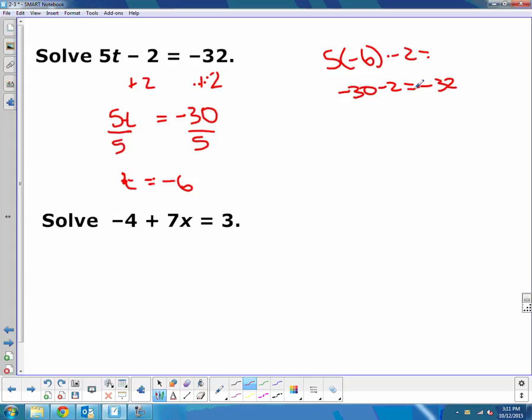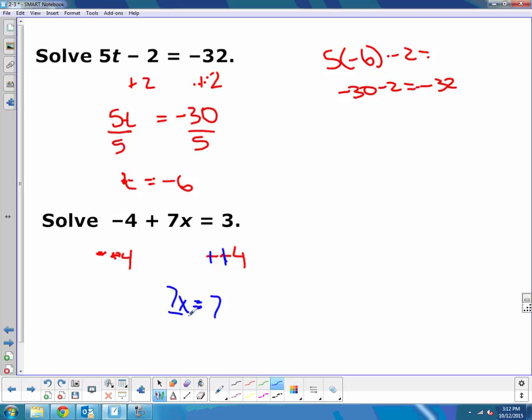Next one, same idea. So we're going to deal with any adding or subtracting first, then deal with any multiplication and division. So if it's a negative 4 plus, I can subtract negative 4 from both sides. You can do it that way. But remember that when you subtract a negative, that's the same as adding a positive, because we do keep, change, change. So you keep the 3 the same, change it to a plus, change the sign of the next number. And so we end up then with 7x equals 7.